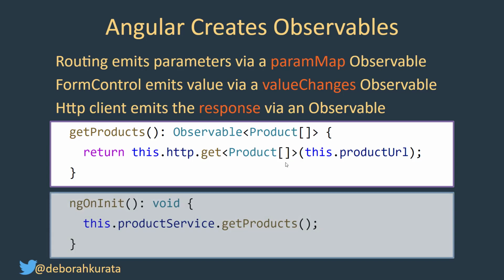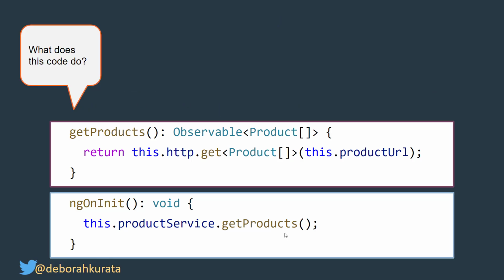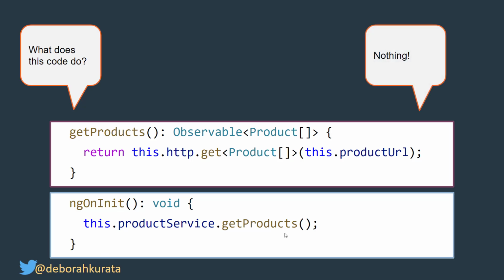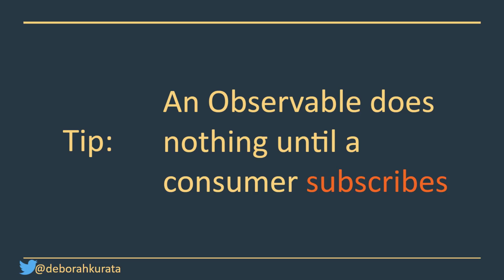In the component then, we go ahead and call that method. So question, what does this code do? It does absolutely nothing. So why does it do nothing? Because an observable does not do anything until a consumer subscribes.